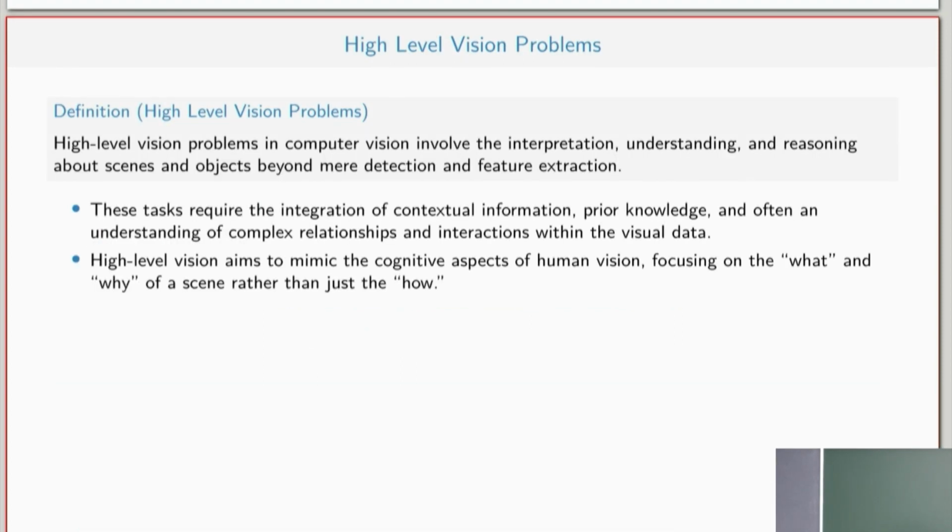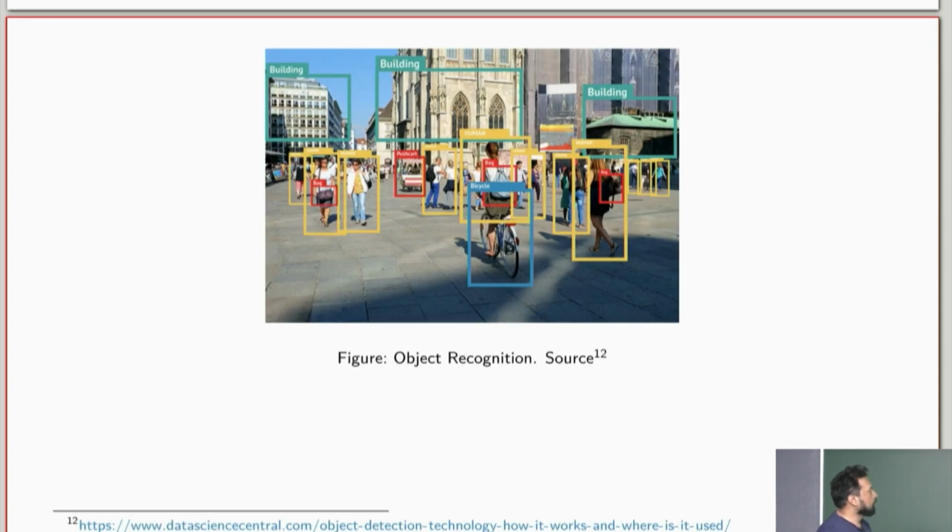If you go to high level vision problems, they involve interpretation, understanding, and reasoning about the scenes, so it's beyond mere detection or feature extraction. Here we also want to conclude something from the image. Okay, so that will be higher level. The higher level could be the recognition problem, where given a set of objects, I want to recognize which objects are there. In this case, it's a cycle and a building and so on. So this is the object recognition problem.